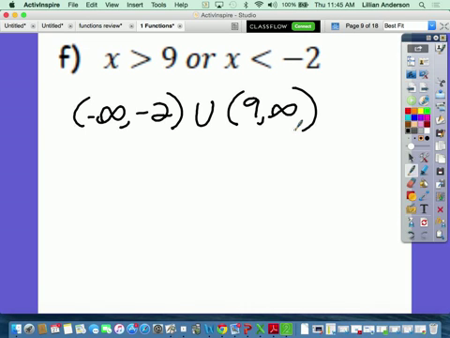It looks like a test. I wouldn't count you wrong as long as you have the U, you have the parentheses and everything like that, but let's practice good habits. Good job. All right. Questions on interval notation?